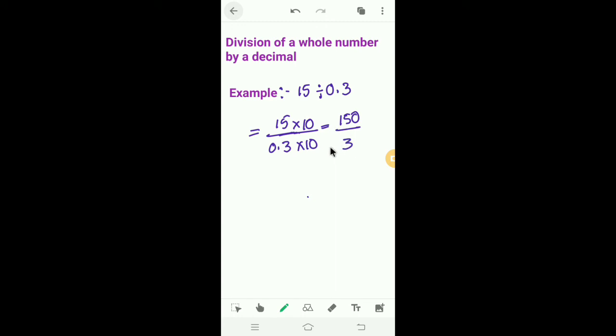Next we have to divide 150 by 3. 3 5s are 15. 5 minus 5 is 0. 1 minus 1 is 0. Next we have to take 0 down. So we have to put here 0. So the answer is 50.